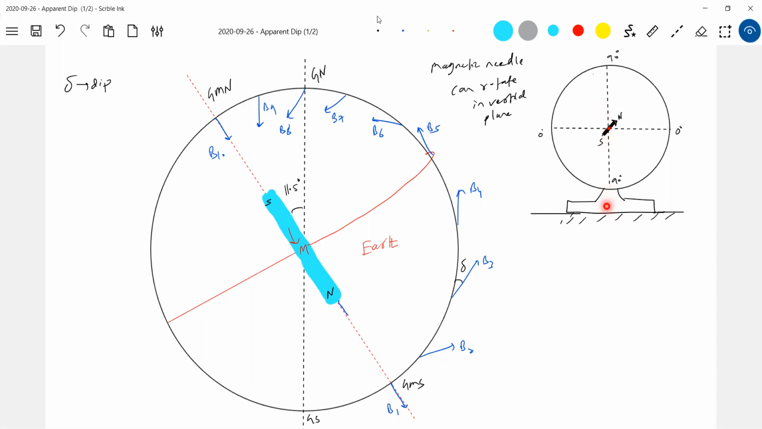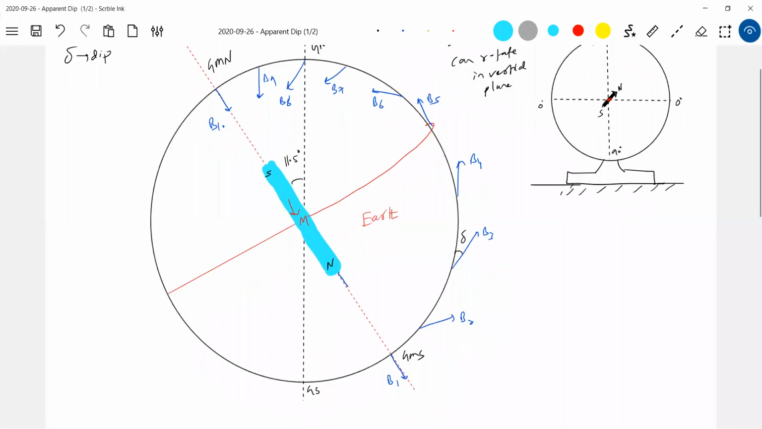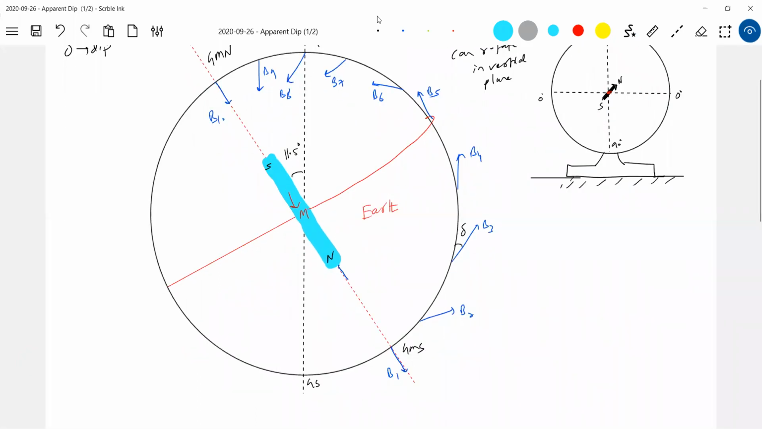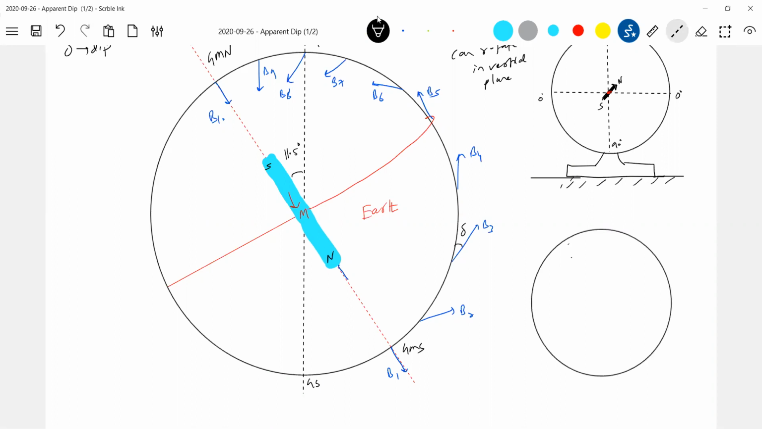When the same dip circle, if you keep it here, how will the needle align? The needle will align in this way. So here I think the dip circle, I'm going to keep it in this way. I'll give one rough diagram here. If you can understand this, I think you can manage very easily.